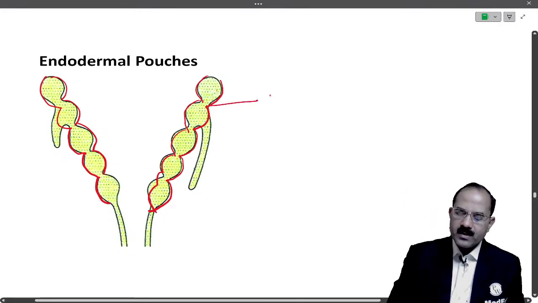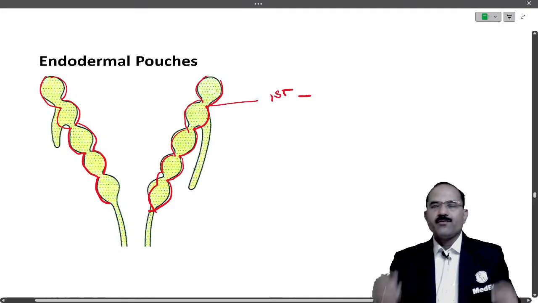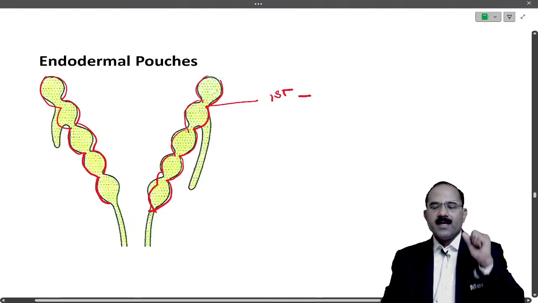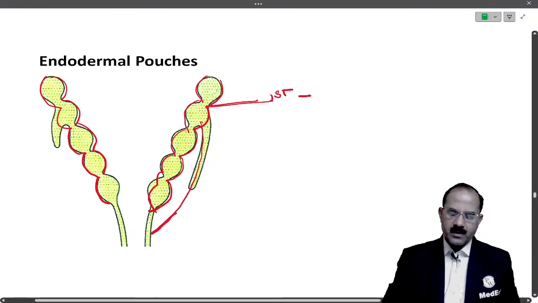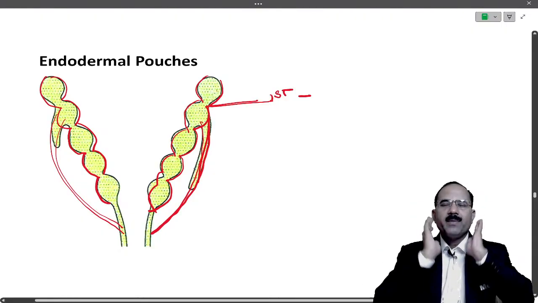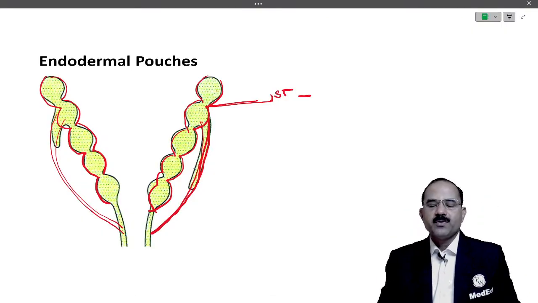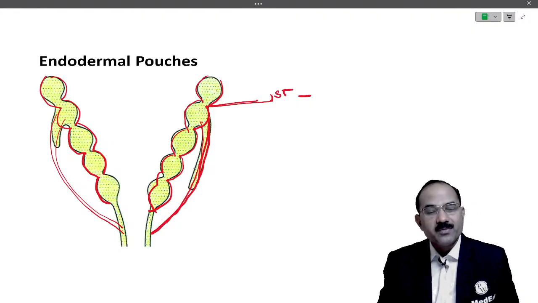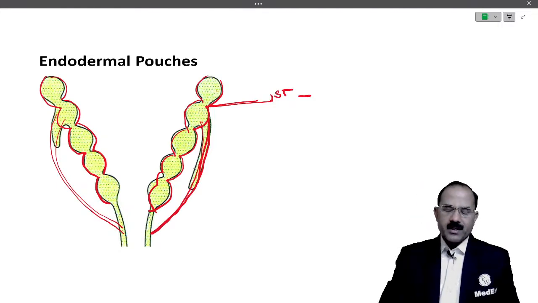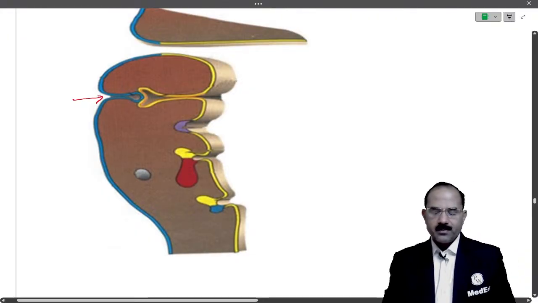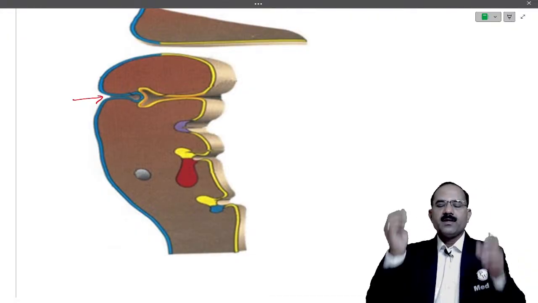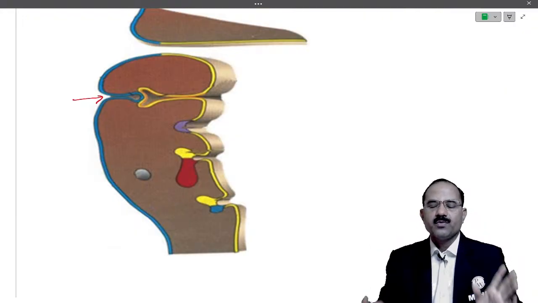So what happens to the first ectodermal cleft? The first ectodermal cleft forms the external acoustic meatus. The second ectodermal cleft grows down and fuses with the last one, so our neck becomes smooth. Our neck is smooth, right? The first endodermal pouch, the tubotympanic recess, is a pouch, not a cleft. The first ectodermal cleft forms the external acoustic meatus.